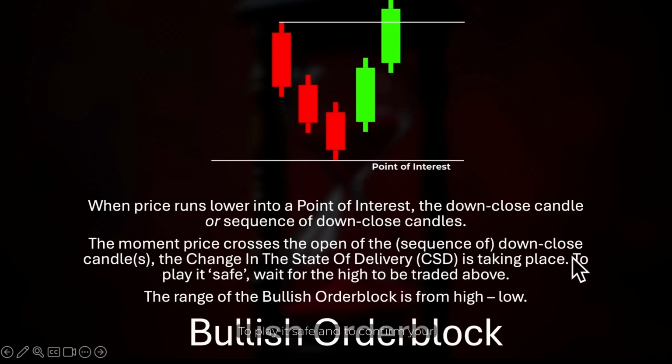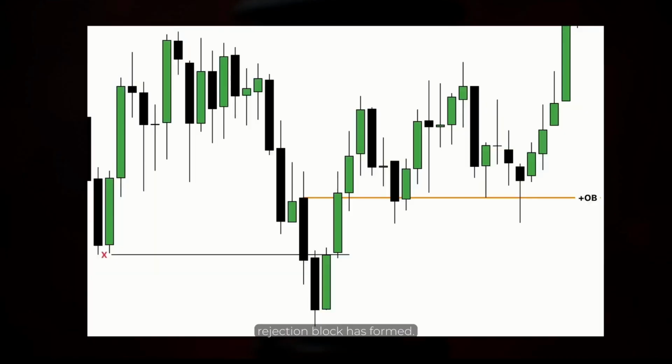To play it safe and to confirm your CSD, I suggest waiting for the high of that sequence of down close candles to be traded above. The range of the bullish order block is from high to low, meaning from this high to this low. Pay attention to the fact that the bullish order block forms after the bullish rejection block has formed. When we pay attention to a chart example, what you can see is that the market formed this low right here, and we then saw it run higher.